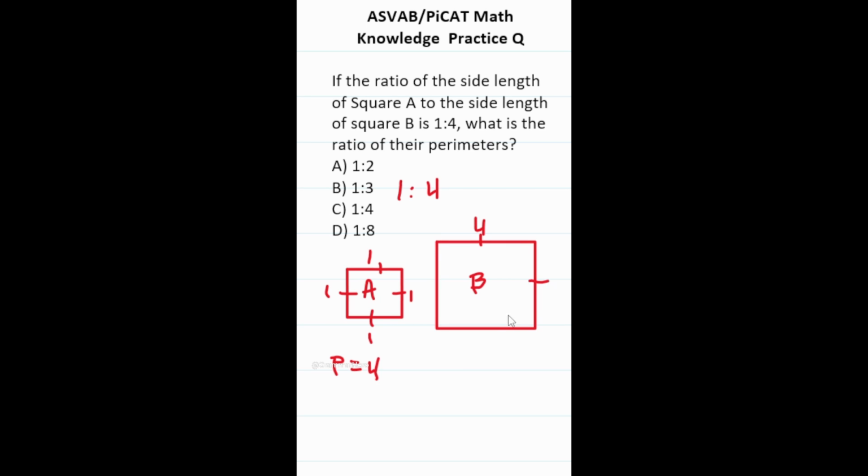Let's apply the same thing over here to square B. If this side's 4, all these other sides are also 4. To find its perimeter, you just add up all of its sides. 4, 8, 12, 16. Let's find the ratio of their perimeters. It's 4 to 16. These have a common factor of 4 that we can divide out. 16 divided by 4 is 4. 4 divided by 4 is 1. So the ratio of their perimeters is C, 1 to 4.